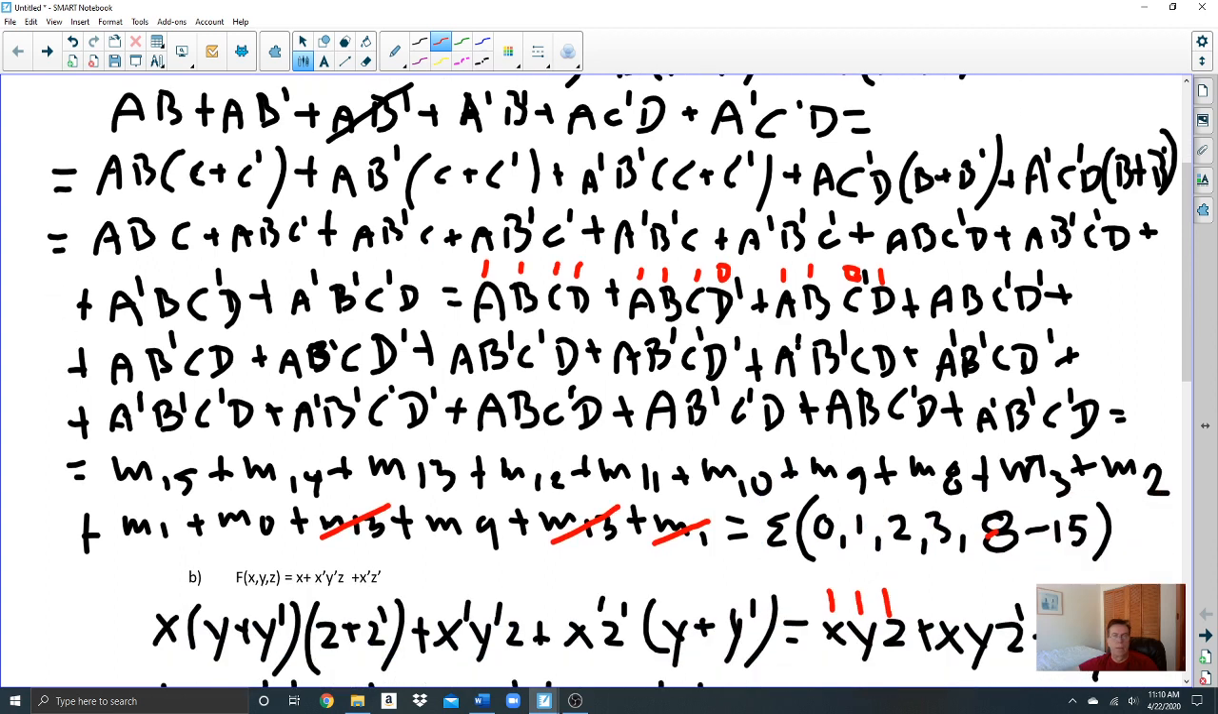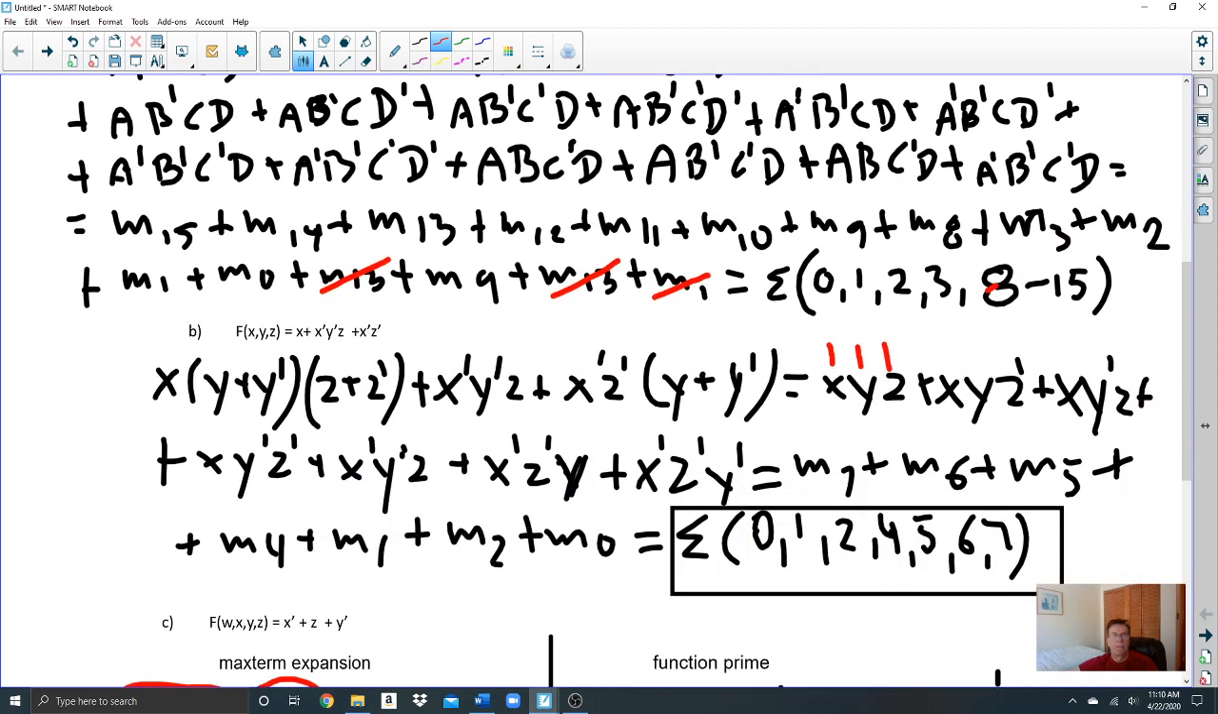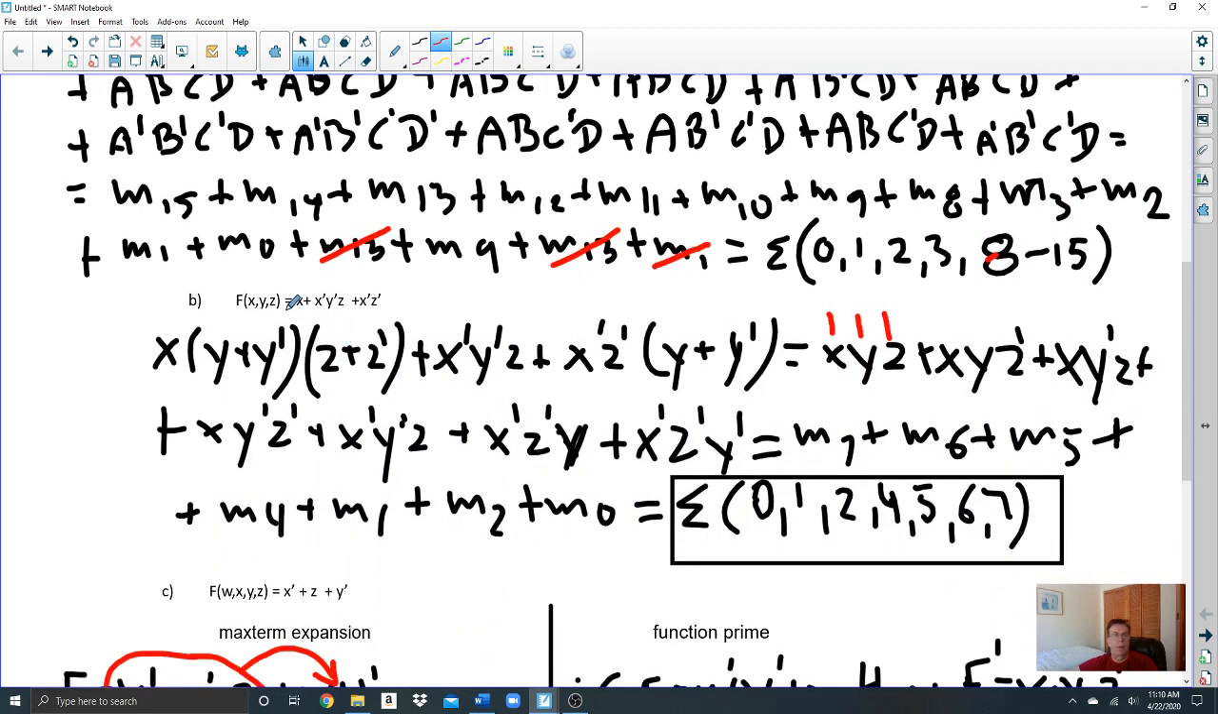Okay, let's look at the next example. The next example is the following: x plus x prime y prime z plus x prime z prime. Okay, x has two variables missing. This term x has to be expanded into y and into z. So what I did, I multiplied x times 1 in the form of y plus y prime, and z at the same time in the form of z plus z prime.